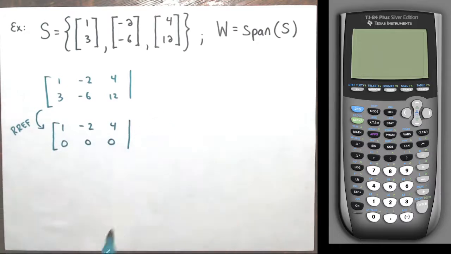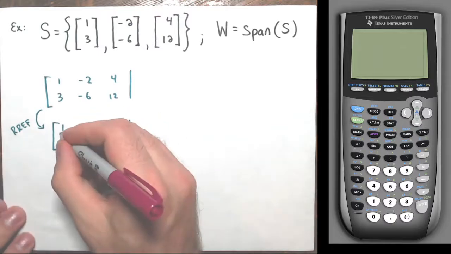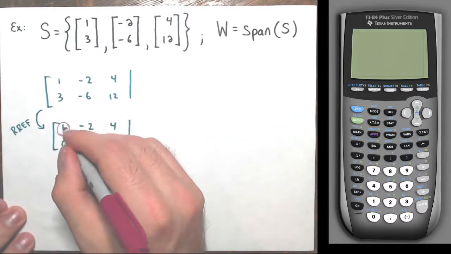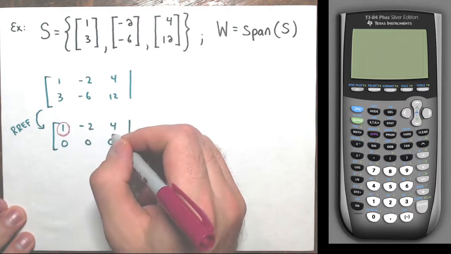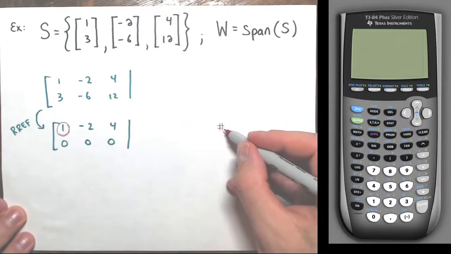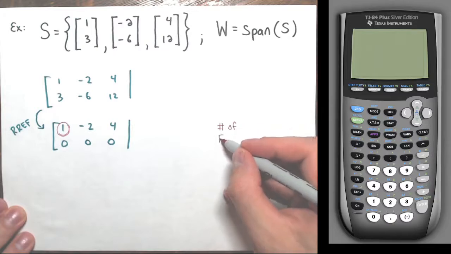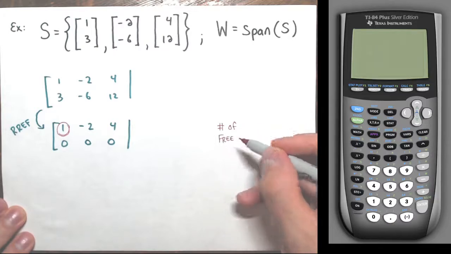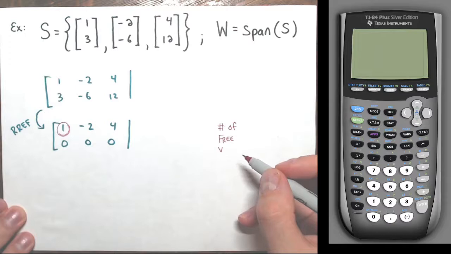And so you'd see there's only one basic variable, a1, the first scalar, and then there are 2 free variables. I'll even mention this off to the side: the number of free variables will be the number of vectors you remove from S.